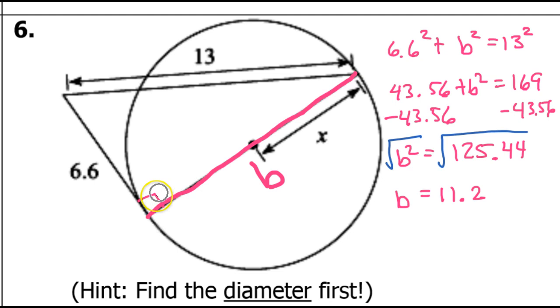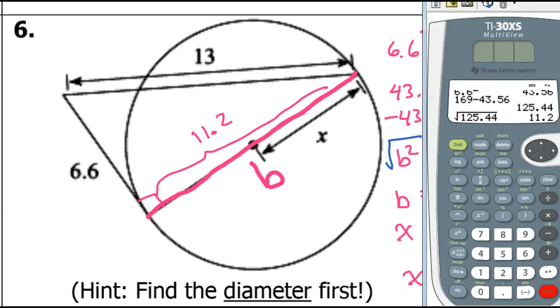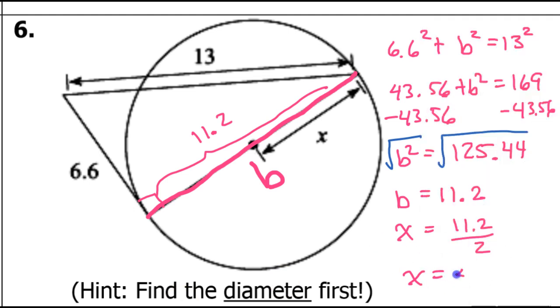Okay, so the entire line is 11.2. That's the diameter. The x that we're looking for is the radius, so it should be half that. All right, so x should be 11.2 divided by 2. And that's 5.6.